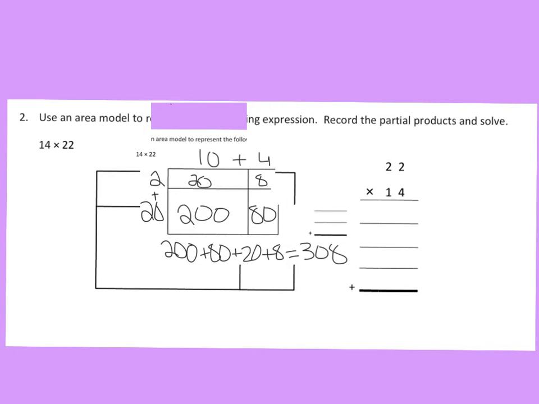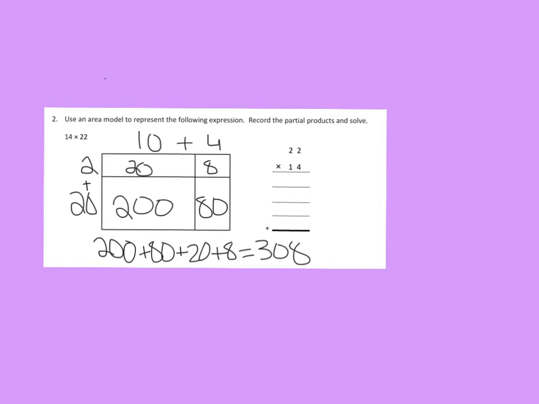Now we're going to use partial products to make sure we get the same answer. For the partial products method, we're going to take 14 and again break it down to 10 and 4, and 22 and break it down to 20 and 2. So we're going to start with our 4, and we're going to just not think about this 1 right now. So we're going to do 4 times 2 first, and this is 8.